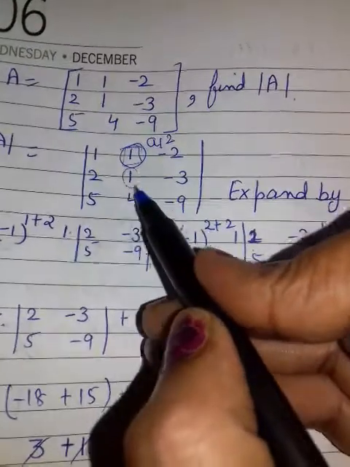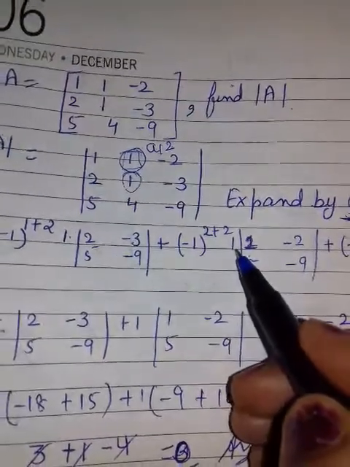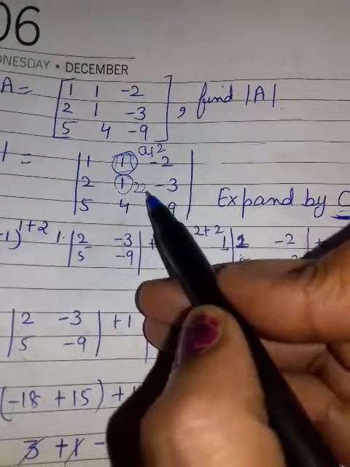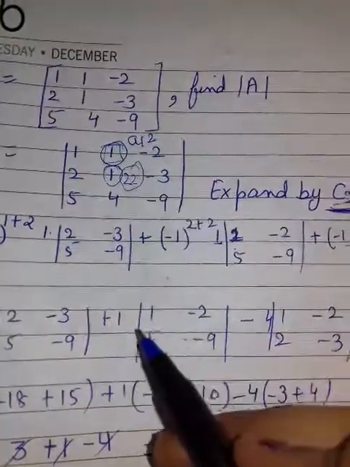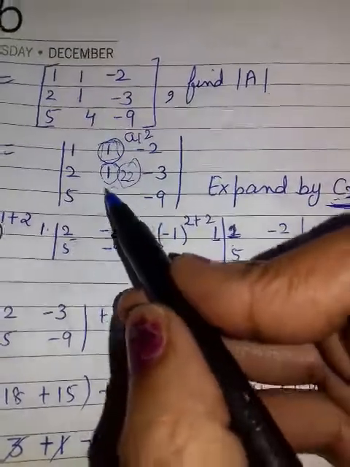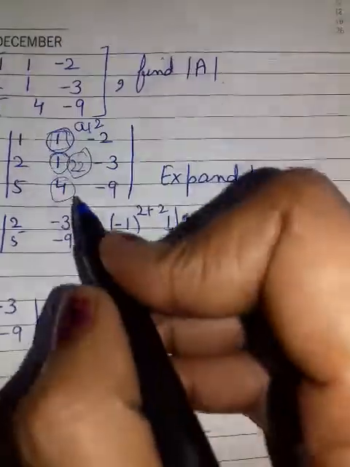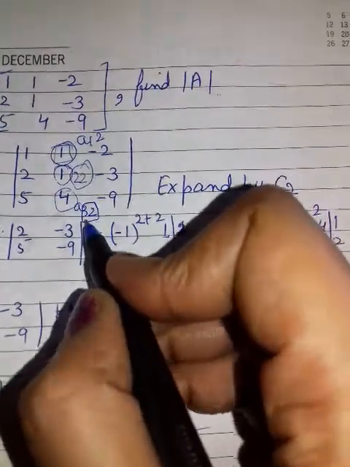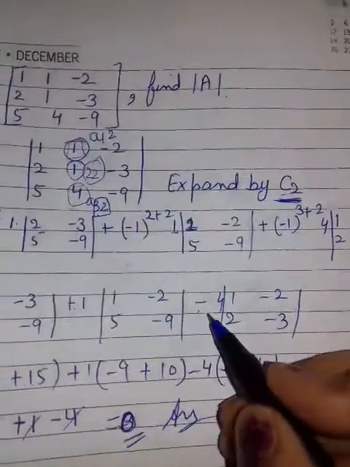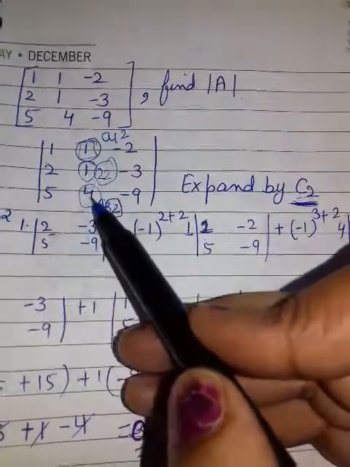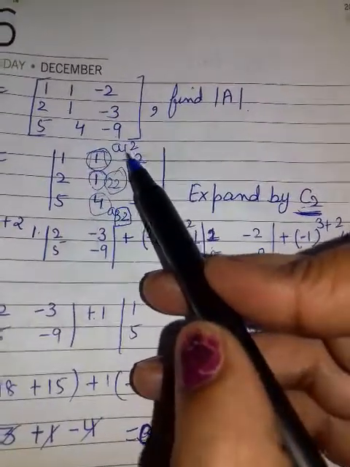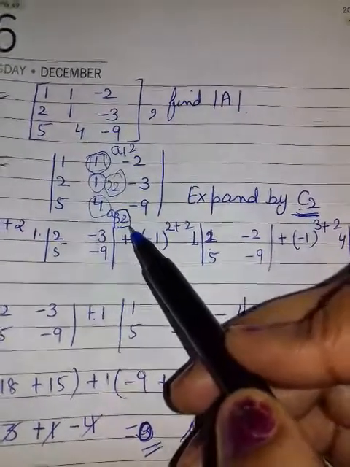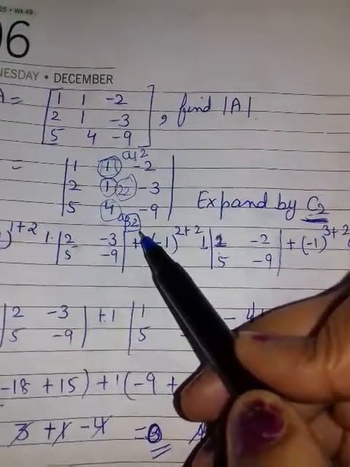Then you will see you have to take 1. 1 you will keep out. And what sign will you take with it? That is your A22. 22 is making positive. So plus. Then 4 you will write out. But this is your A32. 3 plus 2 is 5. This is odd. So I kept it with the negative. You will write your element with the sign they are making: negative, positive, negative. Even, positive; odd, negative.